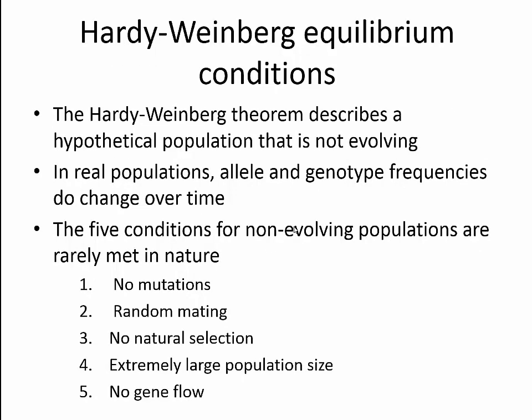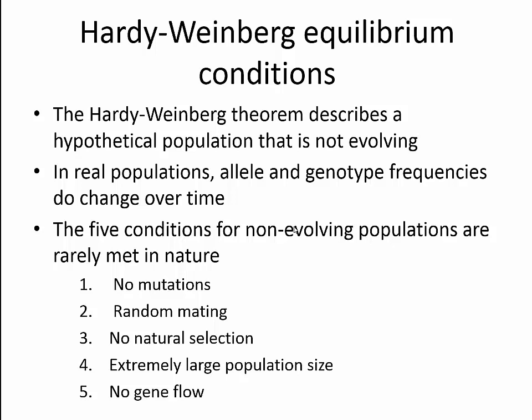The Hardy-Weinberg theorem describes a hypothetical population that is not evolving. In real populations, allele and genotype frequencies do change over time. The 5 conditions for non-evolving populations are rarely met in nature. First, there should be no mutations. Right away, you know that's not going to happen. Second, there should be random mating. Well, mating is usually selective. It isn't random. Number 3, no natural selection.